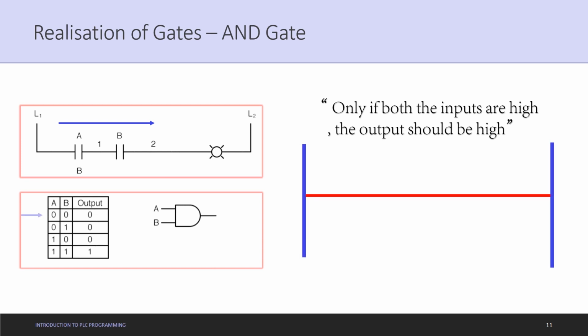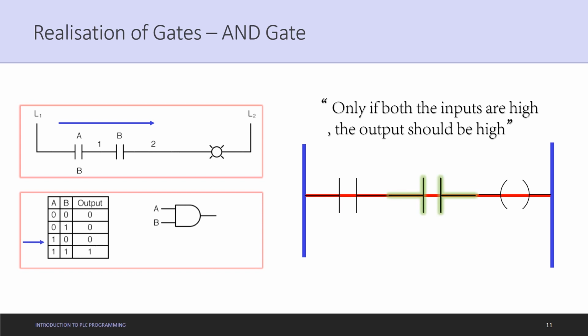Let's just analyze it. I have a ladder diagram and I have connected two switches in series and also an output. The first condition is 0, 0, that is both these switches are off. Obviously the output is also off. The second condition is one of the switches is high, say the first one. But the problem here is that even though the first one is on, the second one is off and therefore there is no complete conduction path.